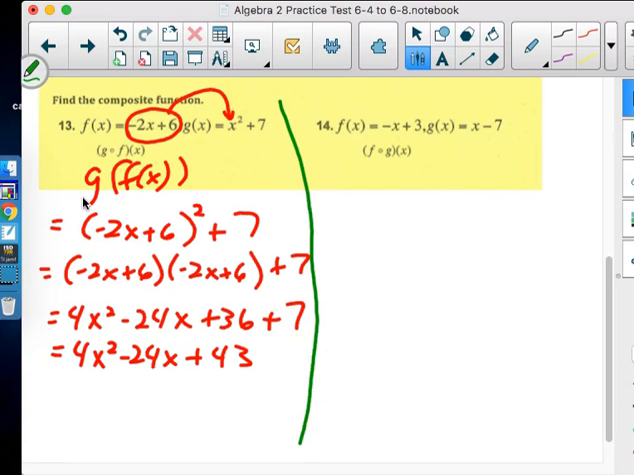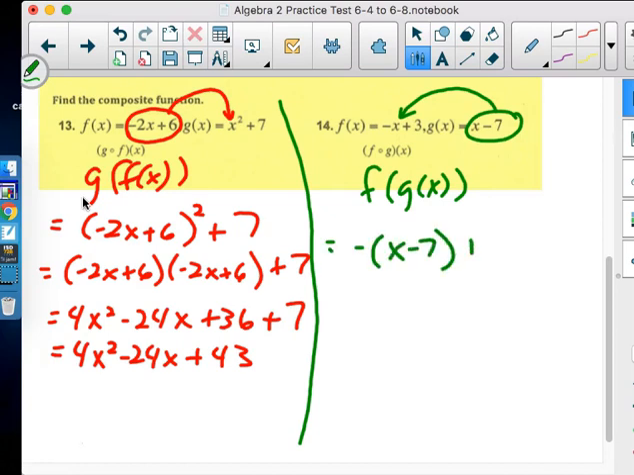So which one's going into which one for 14? G's going into F. So that has to go there. Now that's a dangerous problem. Do you see why? There's a negative in front. Negative of x minus 7, the quantity x minus 7 plus 3. So we absolutely want to distribute that negative and then combine like terms. And that, again, it's one of the most common missteps on this test, is people forgetting, oh, I've got to distribute the negative through the whole thing and then put it together.